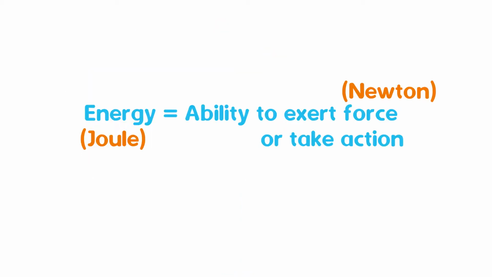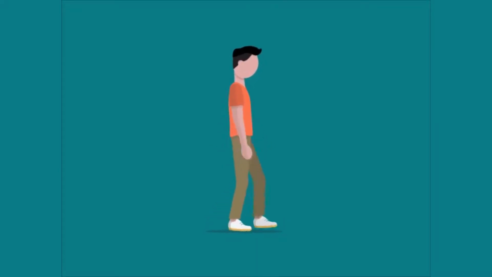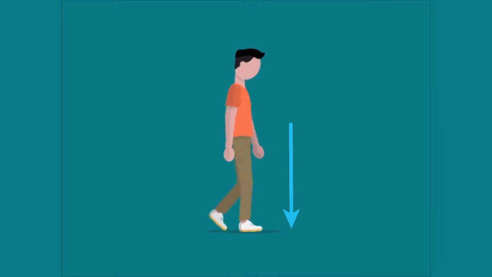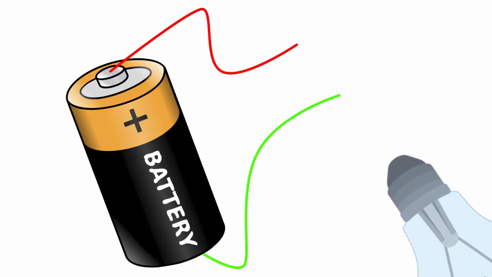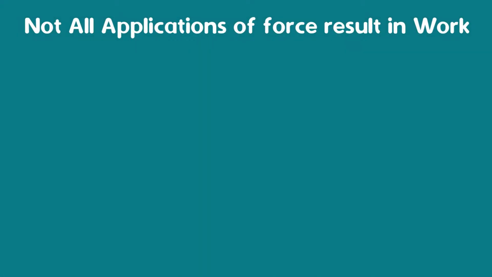Joule is the SI unit of energy and Newton is the SI unit of force. When a force causes a change, it is called work. As we walk, our muscles continuously apply force on the ground which results in our movement. When a bulb is connected to a battery, due to electric force, charges inside the bulb move and result in the production of light. One should note here that not all applications of force result in change or work.